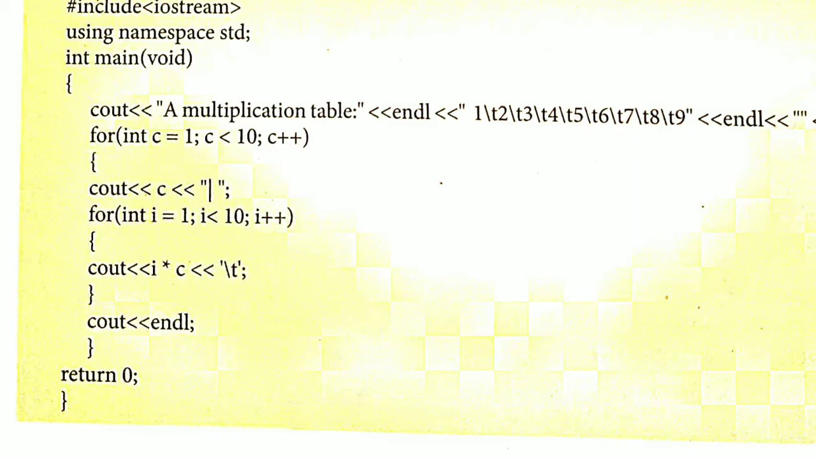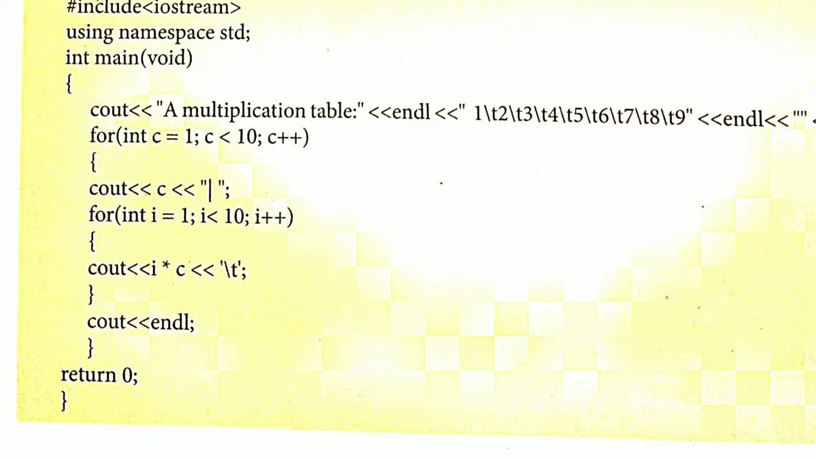So this is printed to separate two numbers. Okay, so after that you can see that they are creating another for loop which contains i as initial value, i is equal to 1, i less than 10, i plus plus. Now you can see that inside the for loop, cout i star c. They are multiplying the i value and c value.